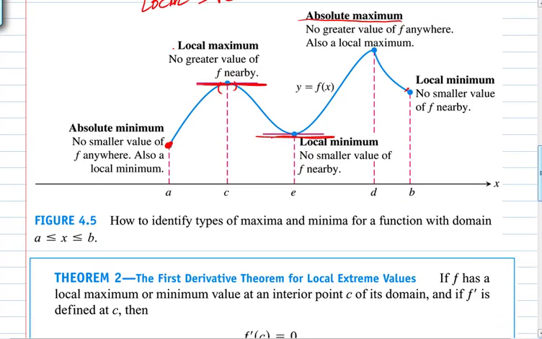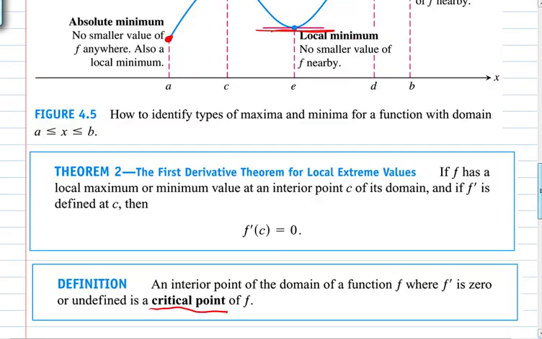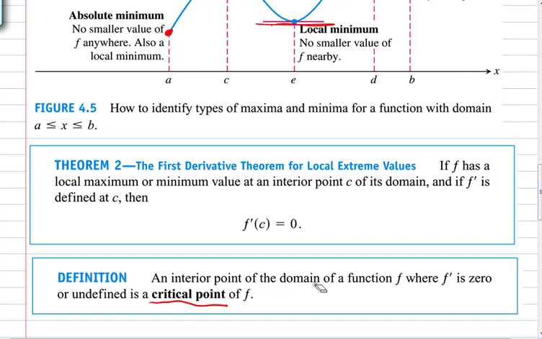The other place where we had our absolute max right here, because we have a sharp corner right here, the derivative is undefined. So that means an interior point of the domain of a function where the derivative is either equal to 0 or undefined is going to be considered a critical point. Critical points are where the local max and min occur. Okay, critical points are where the local max or min occur.